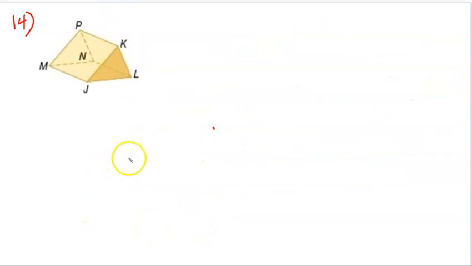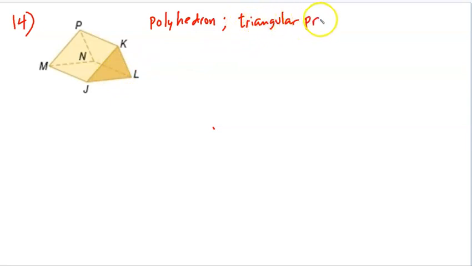All right, on number 14, we have another polyhedron. And this is a triangular prism. And the bases are going to be triangles. So we'll just do a little triangle shape, KLJ and PNM.